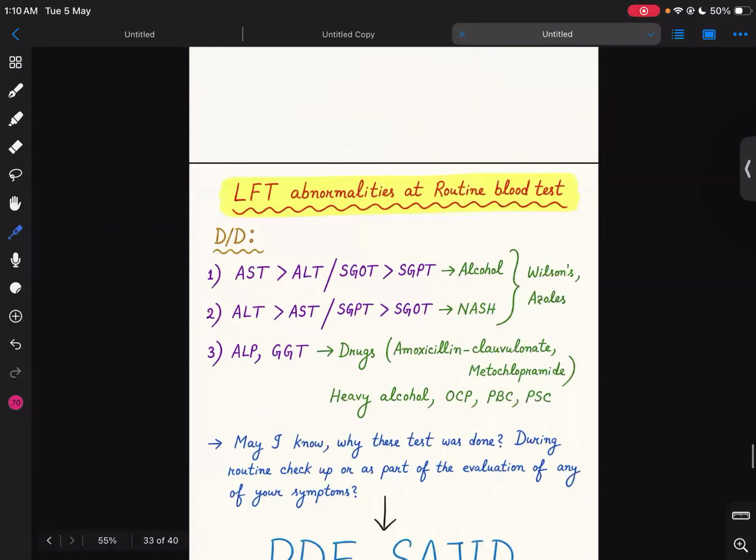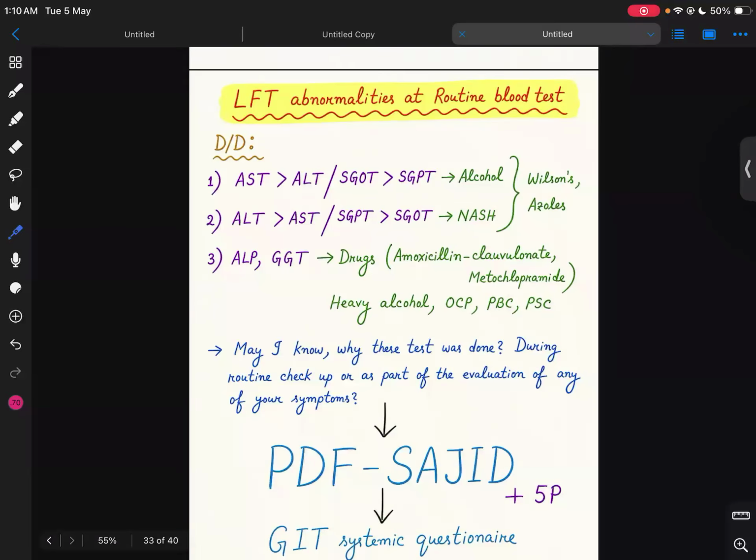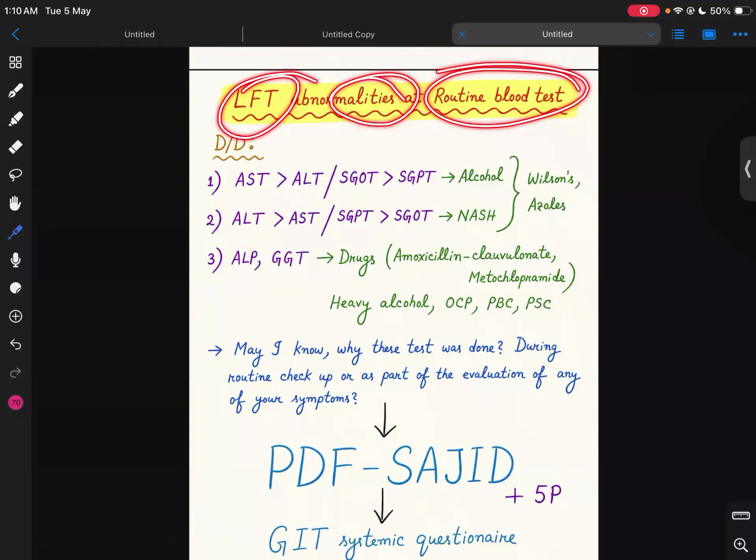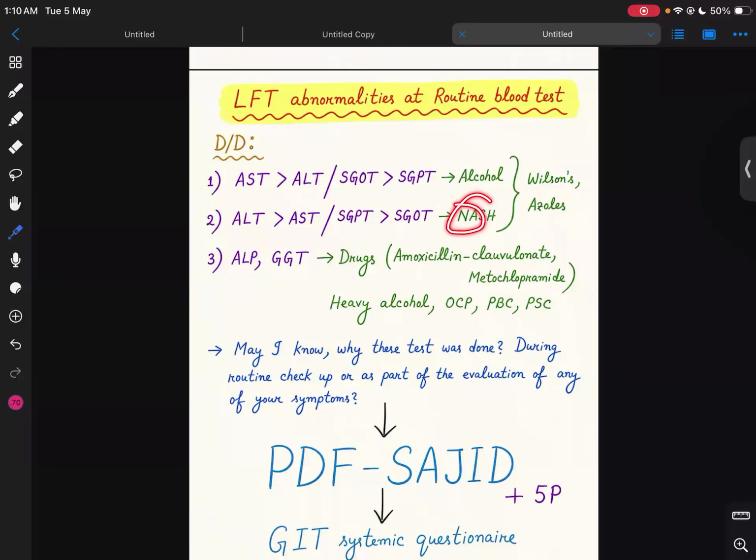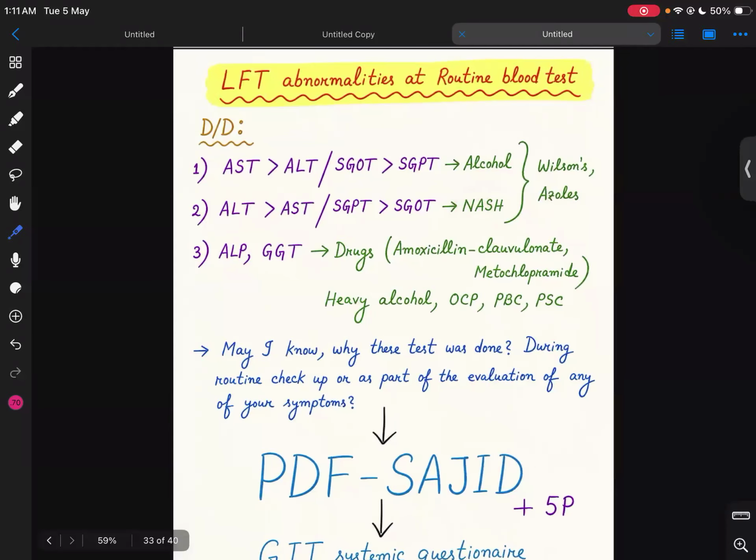Okay. Our next prompt is liver function test abnormalities at routine blood test. This prompt is becoming popular in recent days due to NASH. So you may be given some blood test report, mostly the liver function test report. And from looking at the report, you have to make up in your mind what the diagnosis should be. So in case of liver function test abnormalities, if the AST is more than ALT, or the SGOT is more than SGPT, most likely it is alcohol-induced.